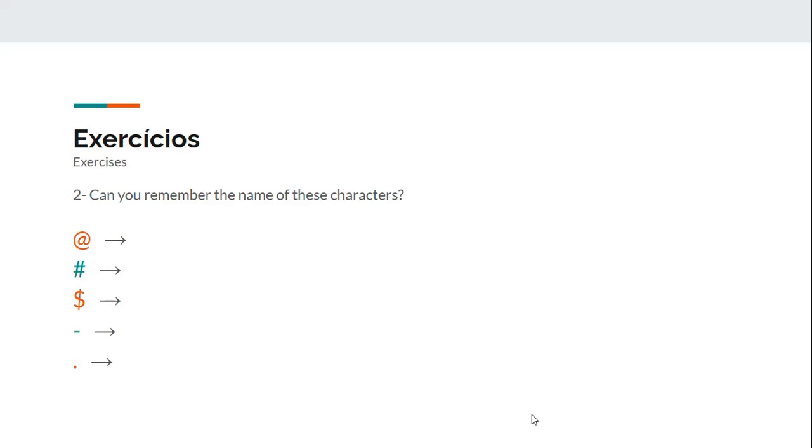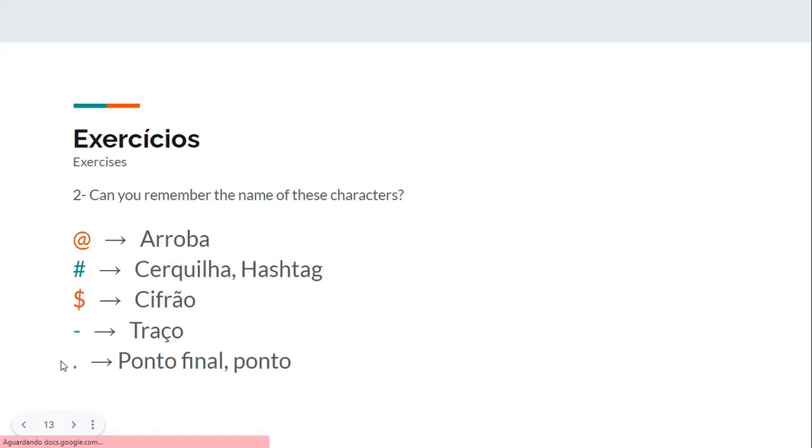And what about characters? Can you remember the name of these characters here? And again, maybe you would like to pause the video and try to think about it. And here's the answer. So arroba, cerquilha, hashtag, cifrão, traço, ponto final, or ponto.